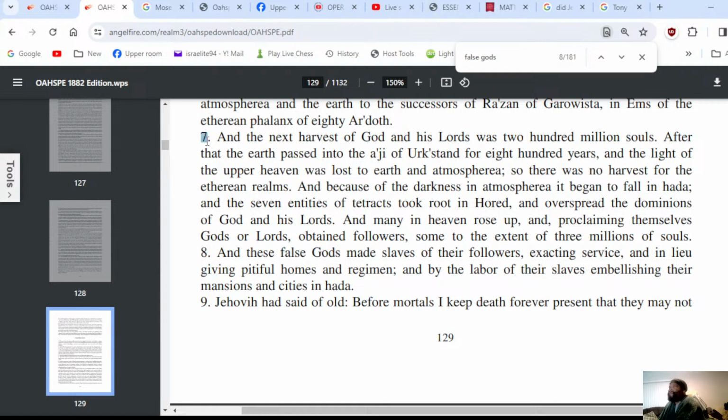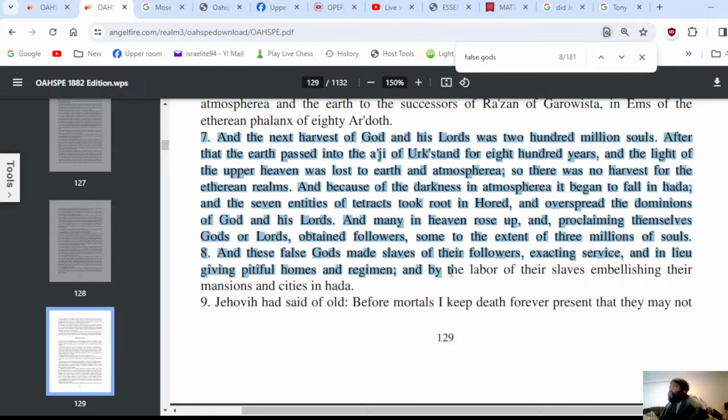Let's go to another verse, verse 7. And the next harvest of God and his lords was 200 million souls. After that, the earth passed through the age of Erskine for 800 years, and the light of the upper heaven was lost to earth and atmosphere, so there was no harvest for the Ethereal realms, and because of the darkness the atmosphere began to fall in Ada. And of the seven entities of Tekrat, took root in Horeb and overspread it. And many in heaven rose up, proclaiming themselves gods or lords, ordaining followers, some to the extent of 3 million souls. And these false gods made slaves of their followers, exacting service in lieu of giving pitiful homes and regiment, and by the labor of their slaves, embellishing their mansions and cities in Hada.